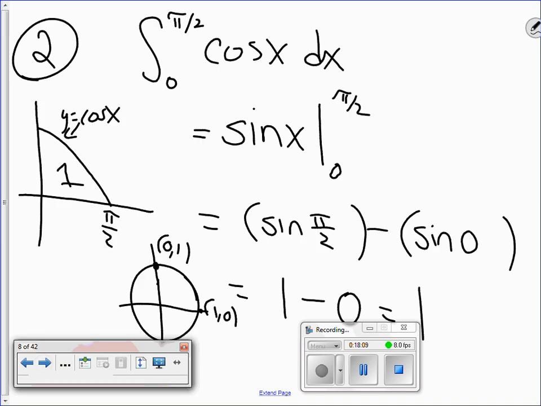Now, if you think about what that means graphically, if you think about the cosine graph, it starts up here at 1, and then it goes down to 0 by the time it hits pi over 2. We're saying that the area of this region here equals 1. That's not some weird irrational number. It equals 1. Well, isn't that lovely?